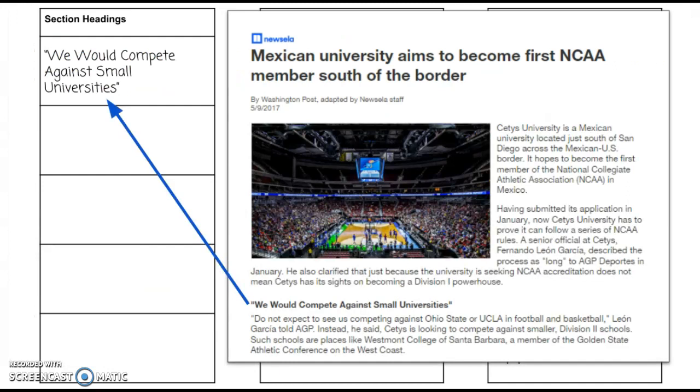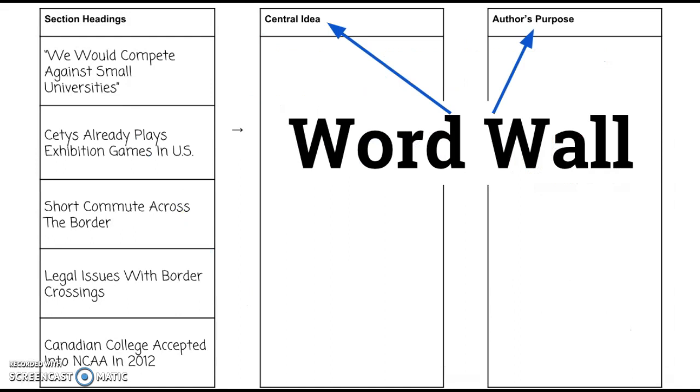The first thing you're going to do is list the section headings. They're going to be easy to find because they are in bold when you read the article. Then, based on those section headings and your reading of the text, you're going to determine both the central idea and the author's purpose. If you don't remember what central idea and author's purpose are, take a look at our word wall.